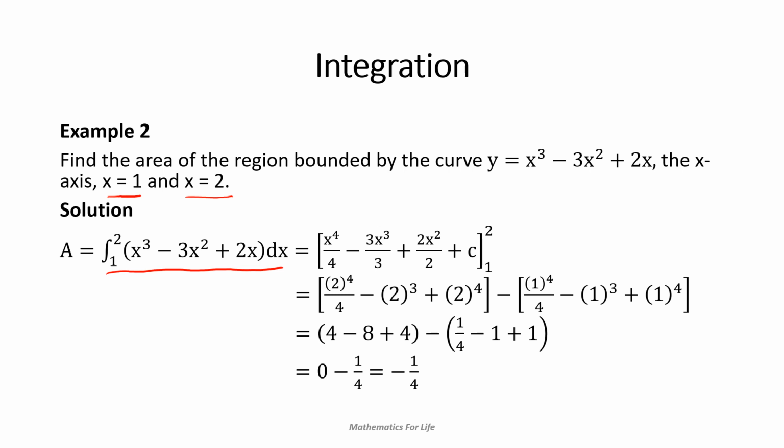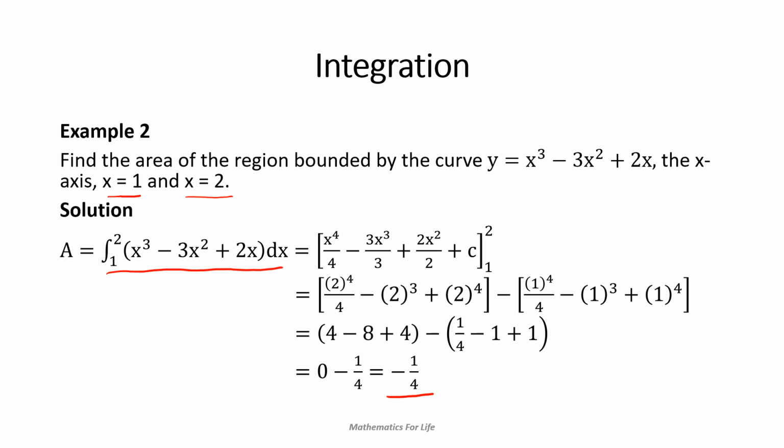And this results in 4 minus 8 plus 4 for the upper limit. And for the lower limit, you are getting a quarter minus 1 plus 1. And adding up the two results, we are going to have 0 minus a quarter, giving us a result of minus a quarter. Now you'll notice that in this particular working, we found a negative result.